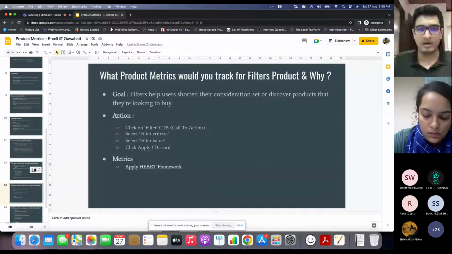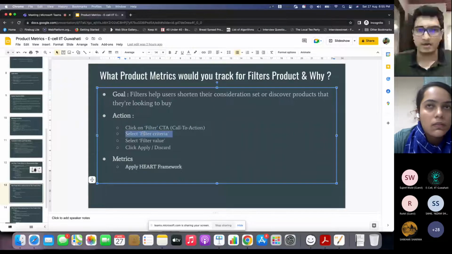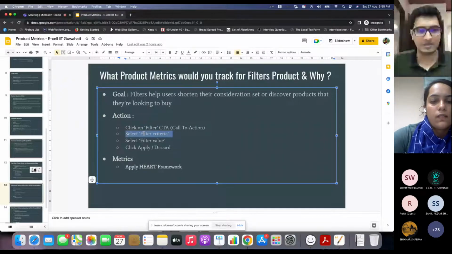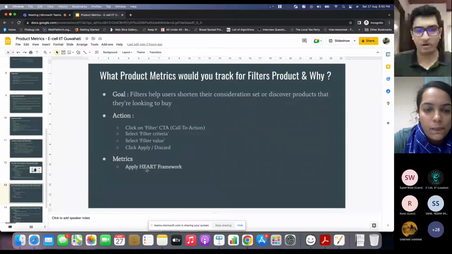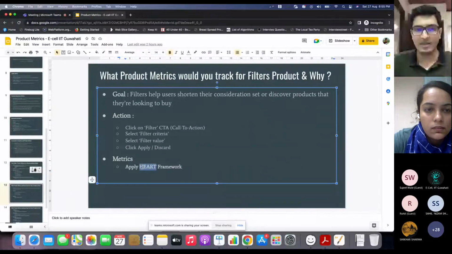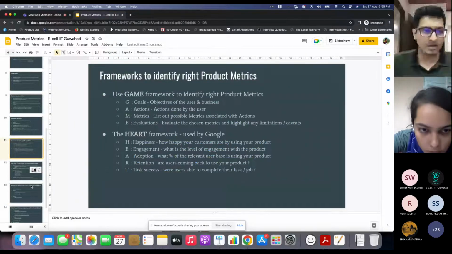The actions that the user can take are: click on the filter CTA to invoke the filters product, select any criteria such as size, brand, category, etc., select a filter value, which is, let's say, 40 ml or XL, and then apply or discard. Now, every one of you has to apply the HEART framework to arrive at what metrics you would track if you were the PM of this product. I'll just show you the HEART framework so that it's easier. Is the question clear?